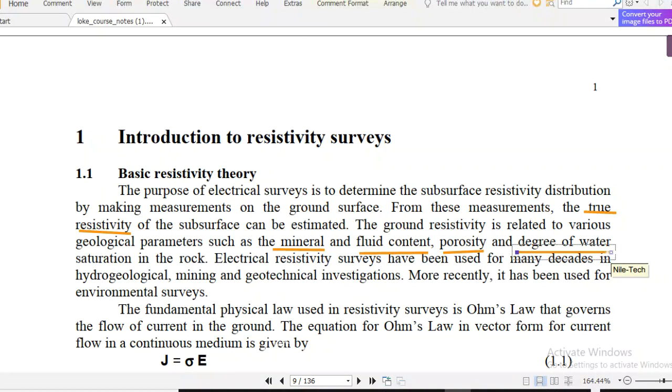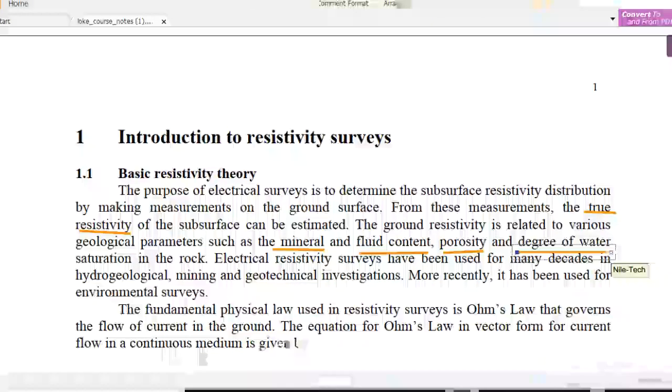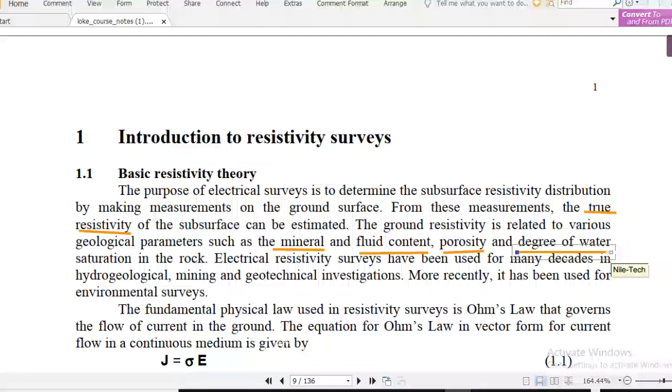So when you say the true resistivity of the subsurface, we mean what is the combination within the subsurface. Is there any mineral? Is the fluid content high or low? What type of porosity does it have? The degree of saturation by water. All of this determines the true resistivity, the geophysical characteristic of the subsurface.